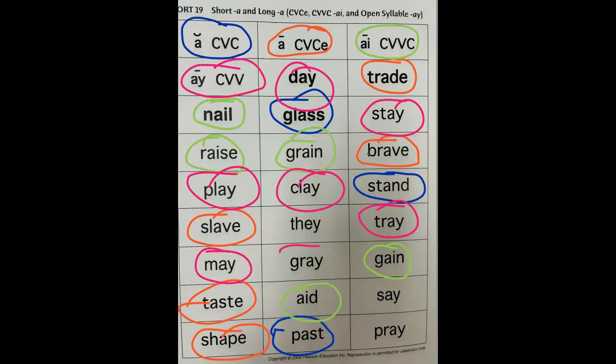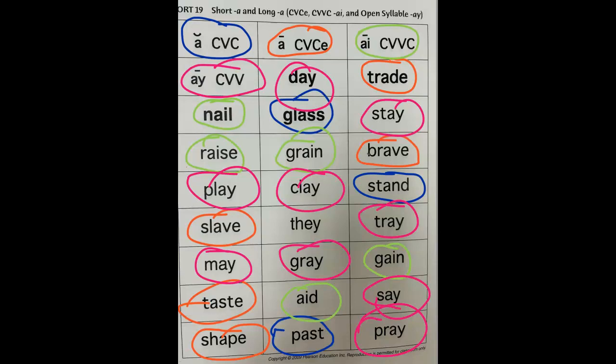Oh, gray, the color gray, A-Y. Say, what did you say? A-Y. And down here at the bottom, pray, A-Y. Wow, lots of A-Ys. Okay, there's one oddball left.